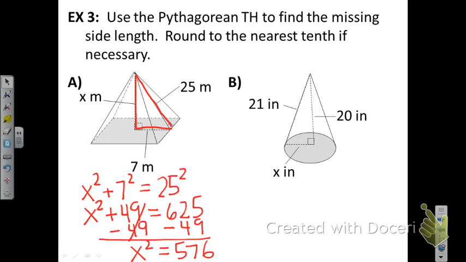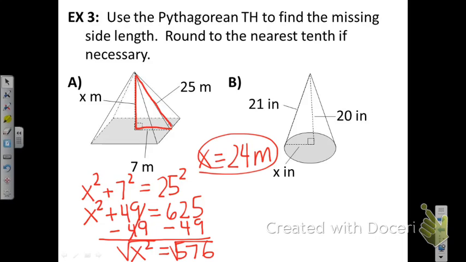576. Are we done right here? What do we have to do? Take the square root. I hope you guys can see I do have a little square root under there. 24, and you get perfect. It was nice and pretty. 24 what? Meters. M is what that stands for.